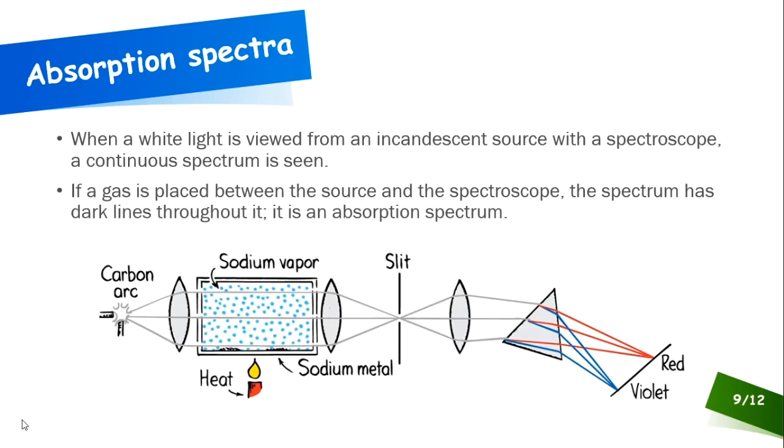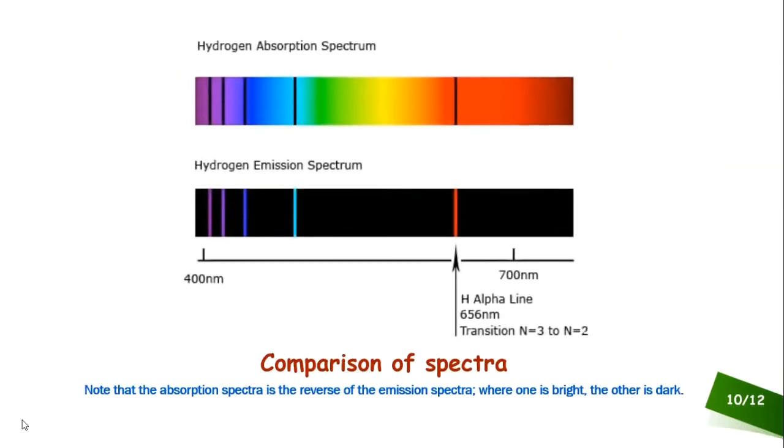The pattern that we see here is dark lines through a colored background, and so that makes it an absorption spectrum. Here are some differences between the spectra, and we're looking at hydrogen. The absorption spectrum has a colored background with dark lines going through it. The dark lines are the natural fingerprint of the hydrogen that's being absorbed as the incandescent light passes through the hydrogen gas. It's the exact opposite of what we see with the emission spectrum.